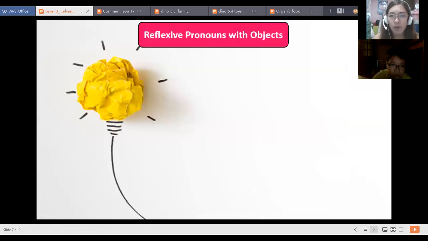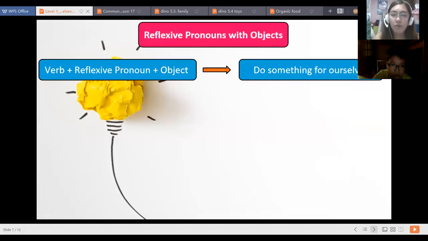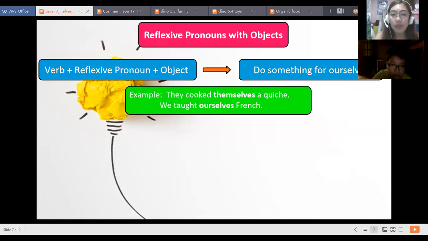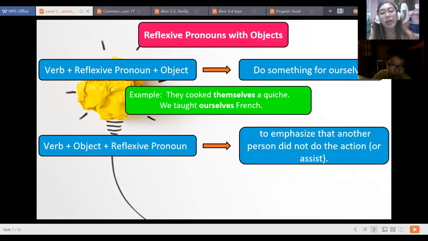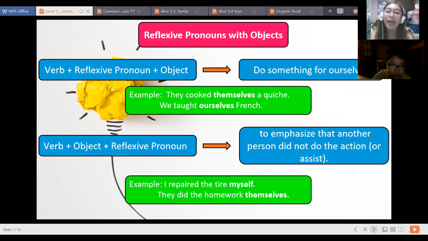Okay, so next. Reflexive pronouns with the object. The verb plus reflexive pronoun plus the object. Do something for ourselves. For example, they cook themselves a quiche. We taught ourselves French. Verb plus object plus reflexive pronoun, to emphasize that another person did not do the action or assist. For example, I prepared the tire on myself. They did the homework themselves.